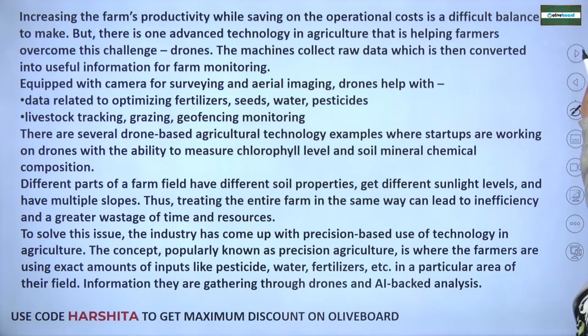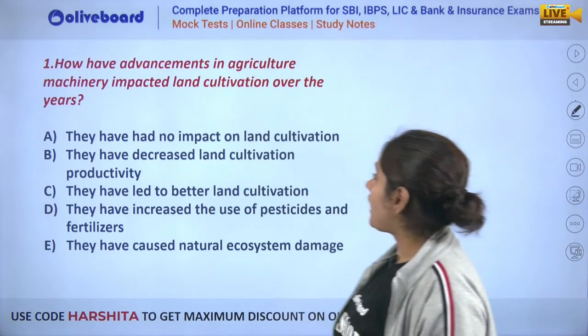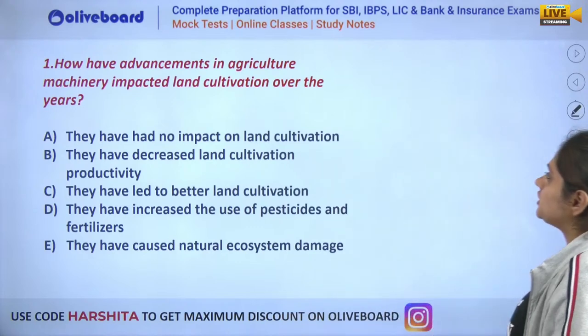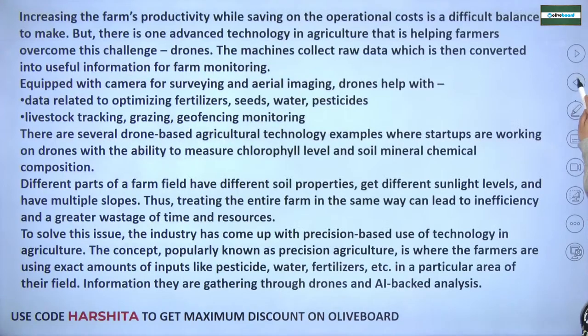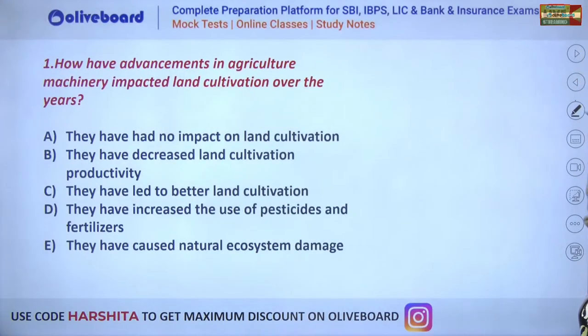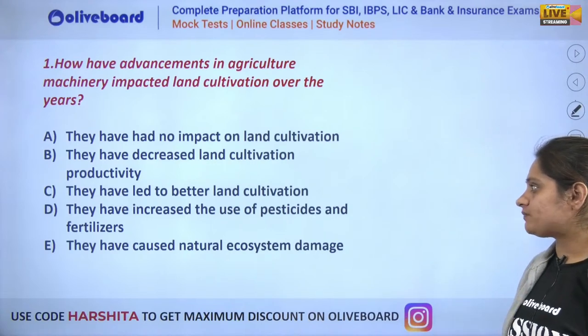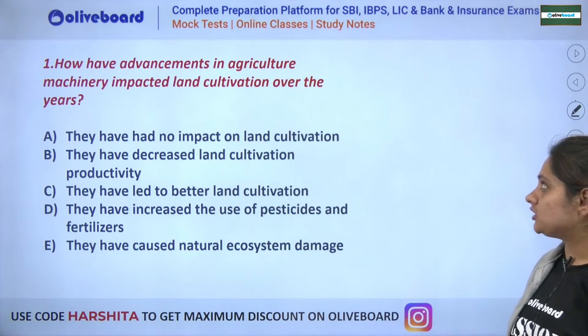Okay, now first question, very quickly start giving your answers here. How have advancements in agriculture machinery impacted land cultivation over the years? So I think from the first para probably we get this answer. Okay, land cultivation, regarding how it has been impacted. Let's go through the options. No impact, decreased land cultivation, better. Use of pesticides have increased, caused natural ecosystem damage.